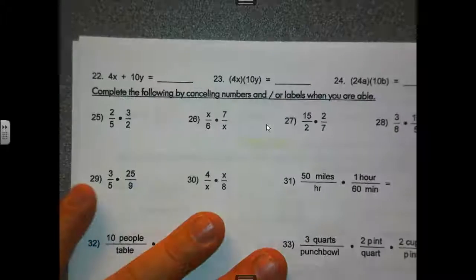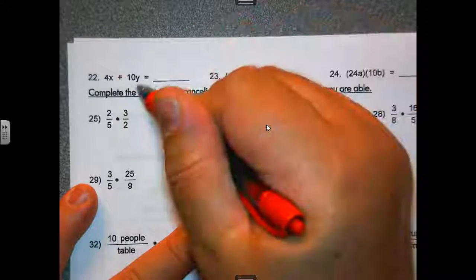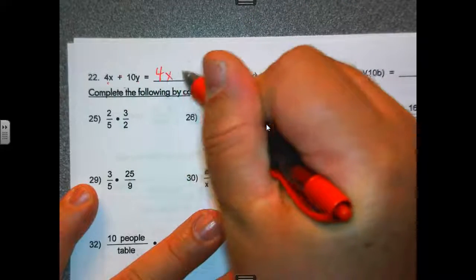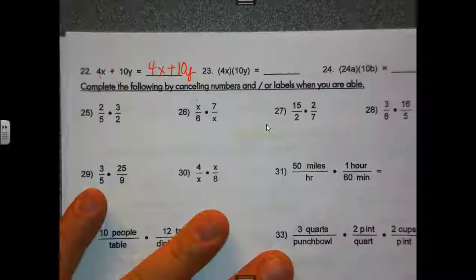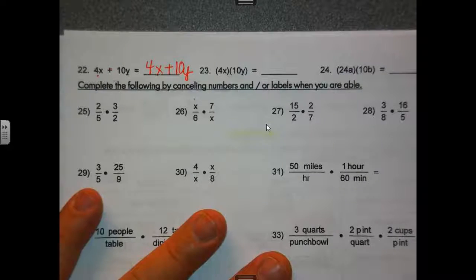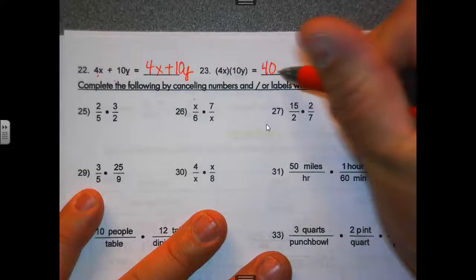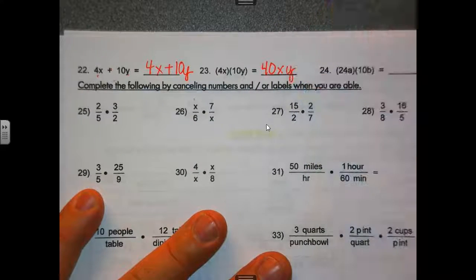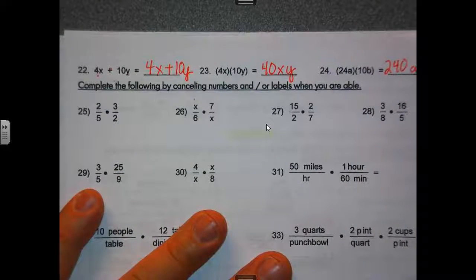Okay, a little review of multiplying some variables, adding and multiplying variables. Again, you cannot combine these because we're adding them and they're unlike terms. You have to leave them the way they are. 4x plus 10y is simplified. You can't go any further. 23, you can because we're multiplying. Multiply the 4 and the 10 to get 40. Multiply the x and y, 40xy. And 24, you get 240ab.